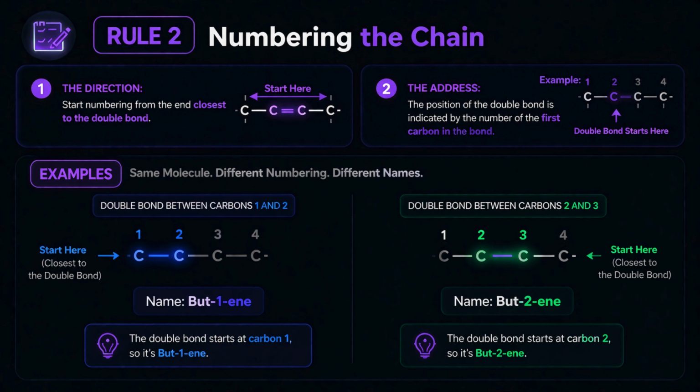In the first structure, we have a 4-carbon chain. If we start numbering from the left, the double bond begins between carbon 1 and carbon 2. So, the name becomes but-1-ene because the double bond starts at carbon 1. In the second structure, if we number from the opposite end, the double bond lies between carbon 2 and carbon 3. Here, the double bond starts at carbon 2, so the compound is named but-2-ene. So remember, always number from the end nearest to the double bond, and use the number of the first carbon in the double bond to name the compound.